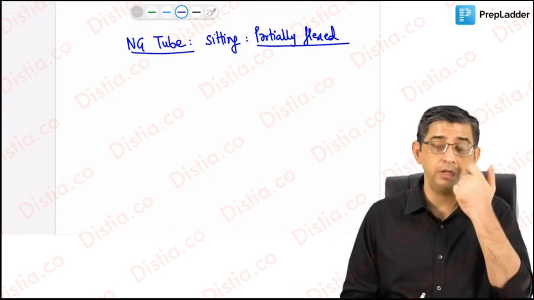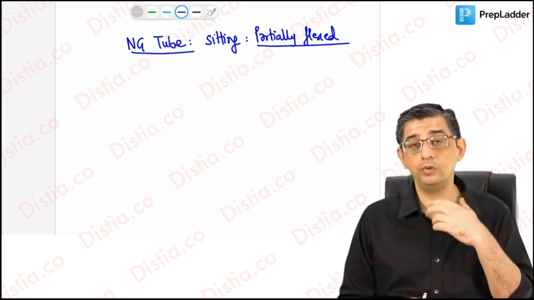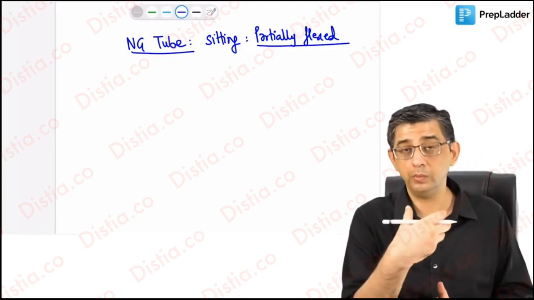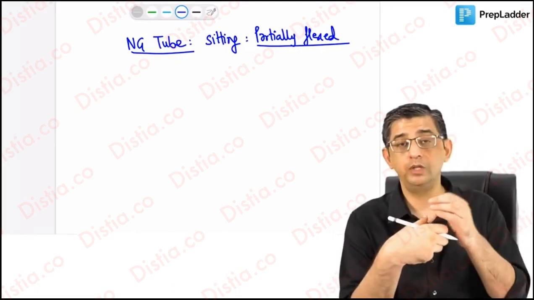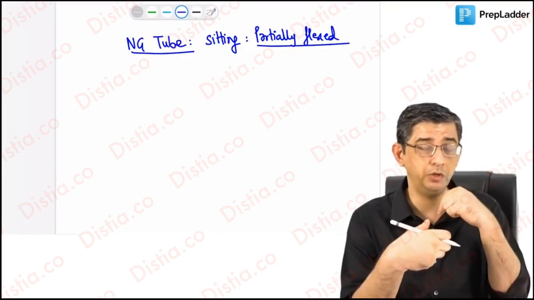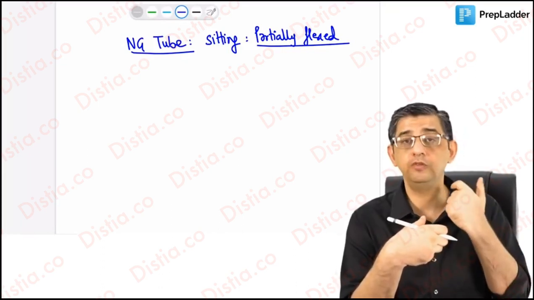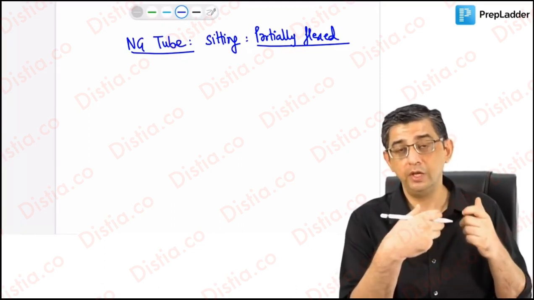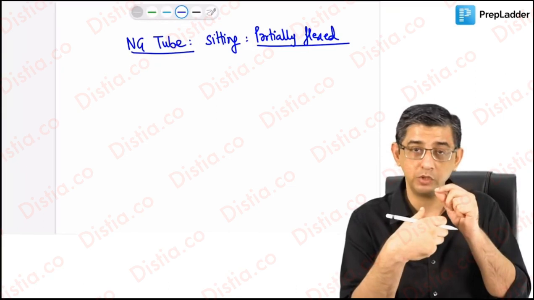In fact, when you're putting in the NG tube, the moment it goes into the throat, the gag reflex comes in. So you can give a glass of water to the patient with a straw, and the moment he feels the gag, you have to tell him, don't hold my hand when I'm pushing in the tube, don't try to pull the tube out. If you feel as if you are having a gag, all you need to do is drink water from the straw.